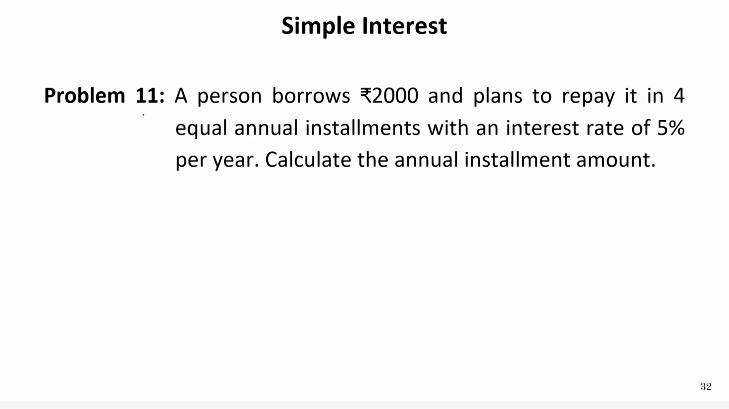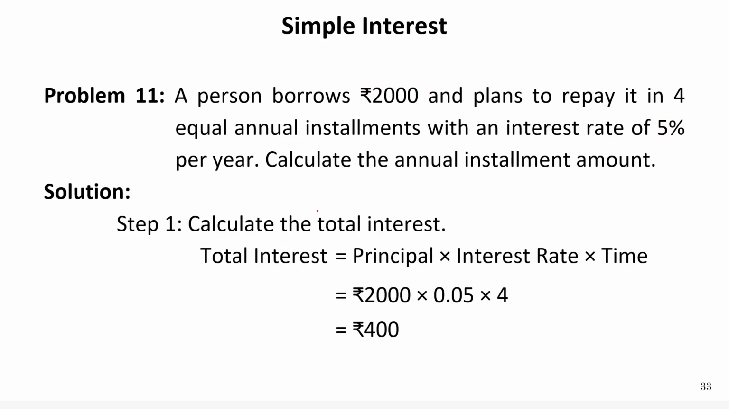So let's see problem number 11. A person borrows 2000 and plans to repay it in 4 equal annual installments with an interest rate of 5% per year. Calculate the annual installment amount. Calculating the total interest: total interest is equal to principal into interest rate into time. We didn't divide it by 100 here because we have converted the interest rate to decimal form, not percentage form. If we had written it in percentage form, that is 2000 into 5 into 4, then we would have to divide it by 100. So it is equal to 400.